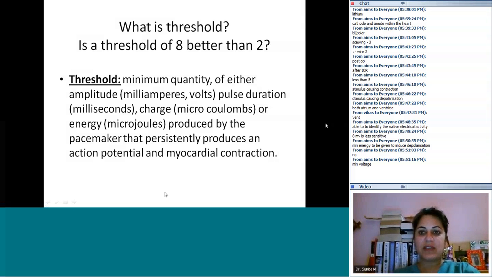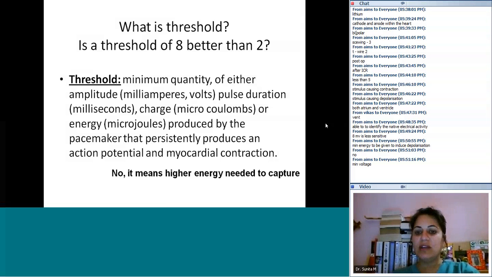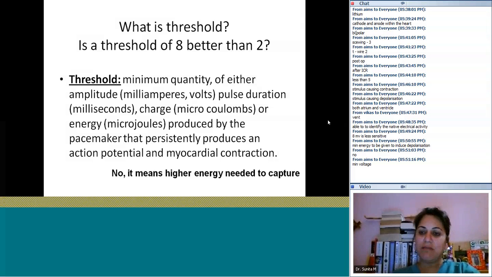And is a threshold of 8 better than 2? No, it means that you need higher energy to capture the myocardium. Right, so it's the minimum. When we talk about threshold, you could set threshold in terms of voltage or in terms of microjoules or pulse duration. It could be in terms of anything. But it's the minimum. The easiest for you is to say minimum voltage that persistently produces an action potential and myocardial contraction. So in threshold, you definitely do have to contract. In sensing, you're actually sensing native electric potential. In threshold, you need to produce a myocardial contraction.